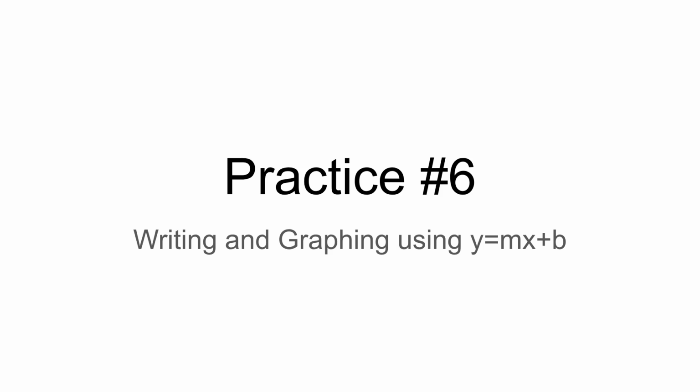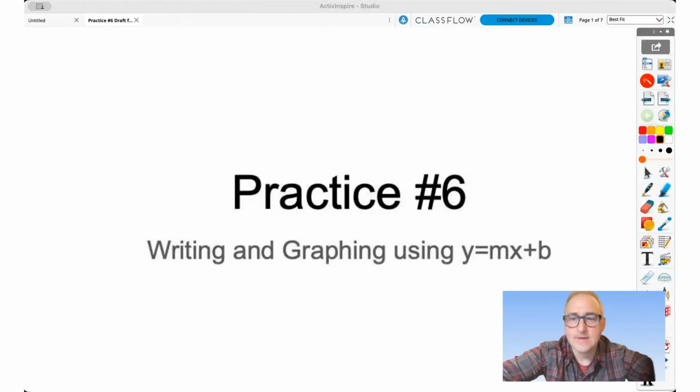Welcome to practice number 6, focusing on writing and graphing linear equations using the slope-intercept form y equals mx plus b. Okay class, today we're putting it all together. We are going to do each part individually: slope, b, which is the y-intercept, graph it, take the graph and write an equation, take a word problem and make an equation. It's kind of a quick review. There's going to be a test coming up really soon. So let's get at it.